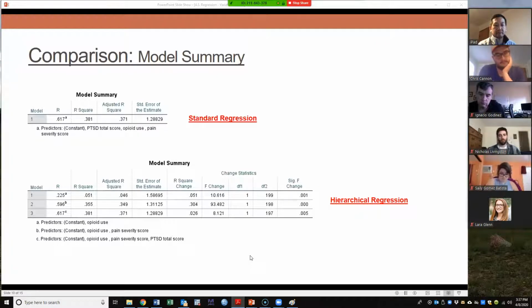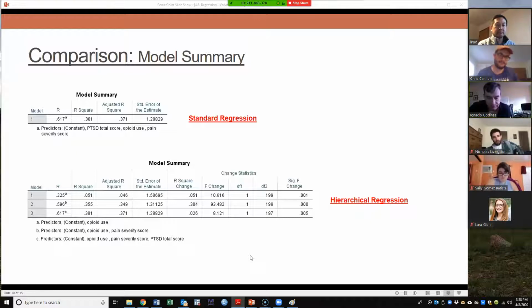Ignacio, if I'm looking at my model summary for my standard regression and my model summary for my hierarchical regression, are you noticing any similarities there? Yeah, the third line. Third line is exactly the same.